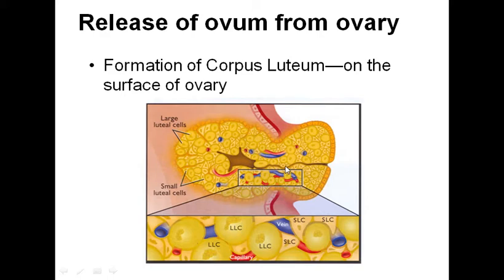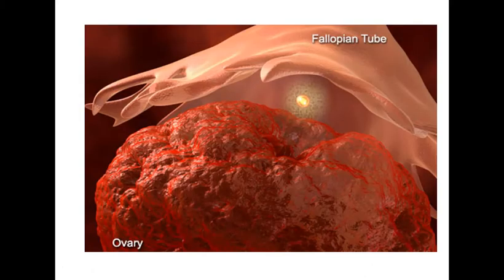The ova has now gone outside and we have the remnant tissue on the surface of the ovary, which is known as corpus luteum. If pregnancy occurs, it will turn into corpus luteum of pregnancy. If pregnancy does not occur, then it will be termed as corpus luteum of menstrual cycle. Simply, it will be called as corpus luteum.